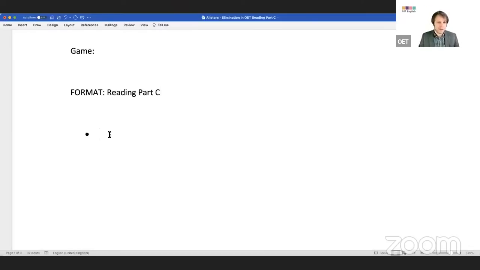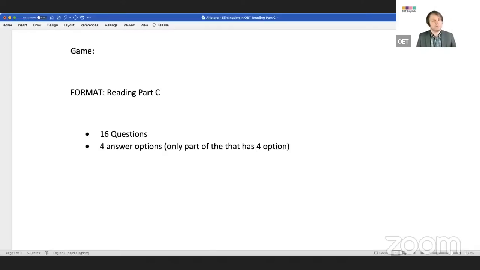We already have an answer. Thank you. We've got Ayan, you were the first one. There are 16 questions. Correct. And we have 4 answer options. Someone's saying 3, it's not 3. We have 4 answer options. This is the only part of the test that has 4 answer options. I suppose the questions in part A, 1 to 7, also have 4 options, but it's a very different kind of feel.